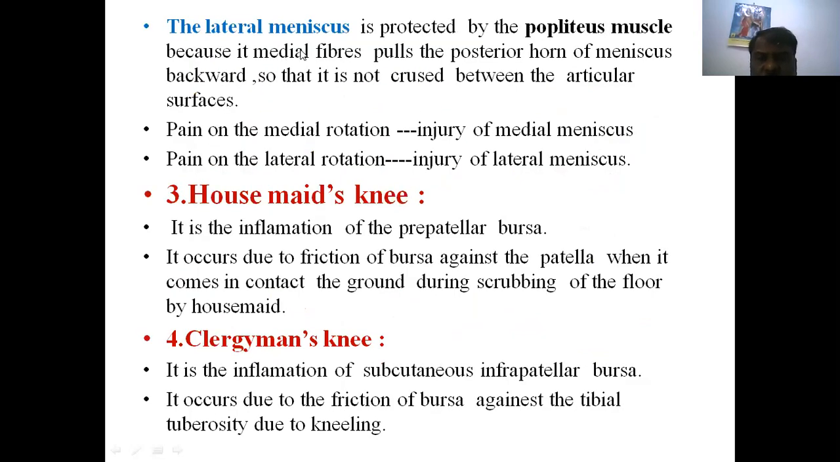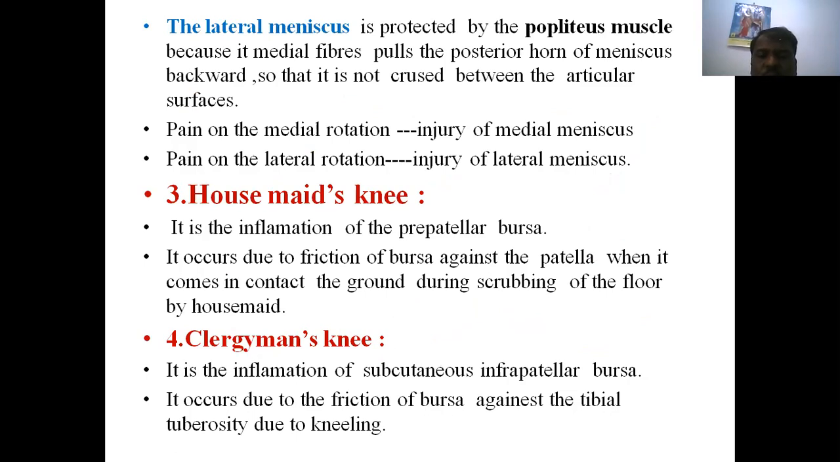Whereas the lateral meniscus is protected by the popliteus muscle and its cord-like tendon on the lateral side. We can identify it and it gives more support to the lateral meniscus. That is why it cannot be torn as easily when compared to the medial meniscus.